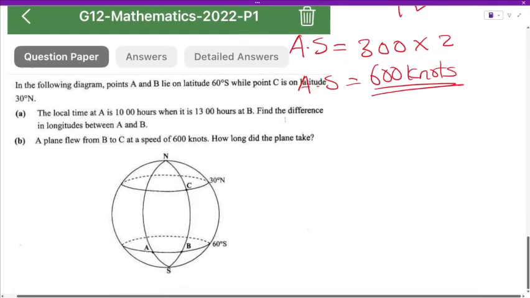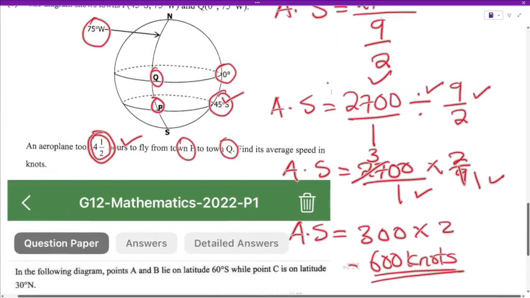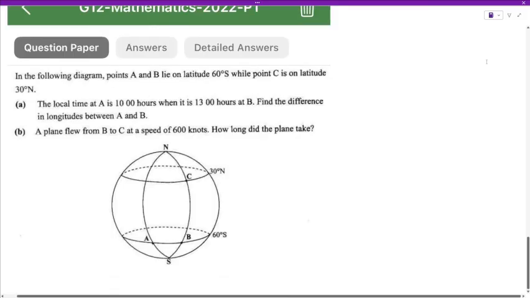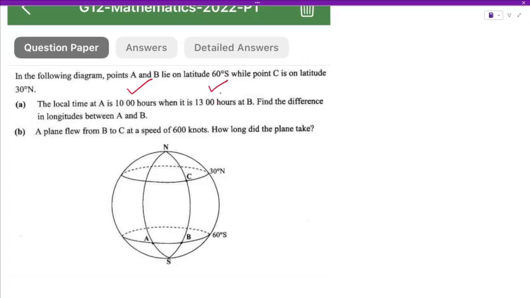Then we're going to say, this is our last question. In the following diagram, points A and B lie on latitude 60 degrees south, while point C is on latitude 30 degrees north. The local time at A is 10 hours, when it is 13 hours at B. Find the difference in longitudes between A and B.